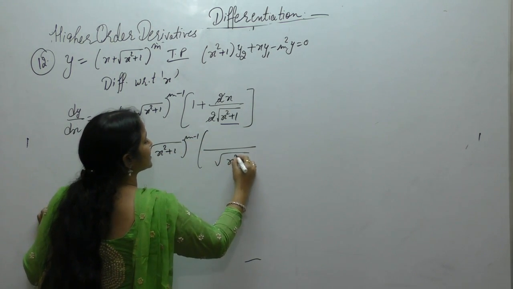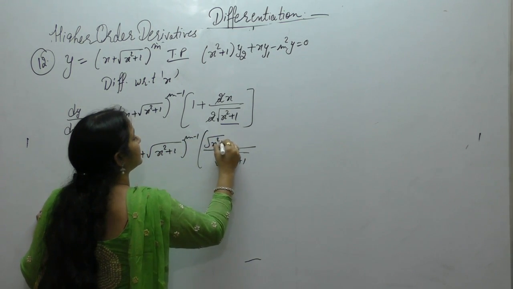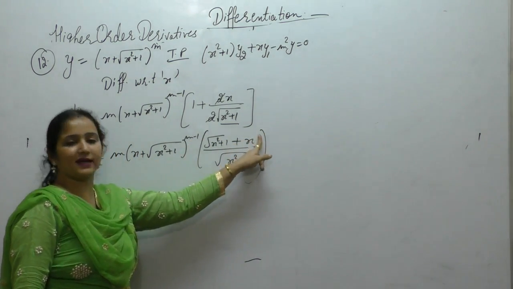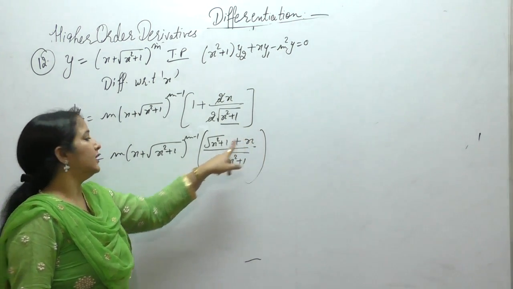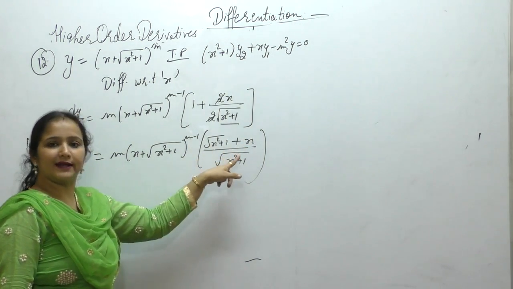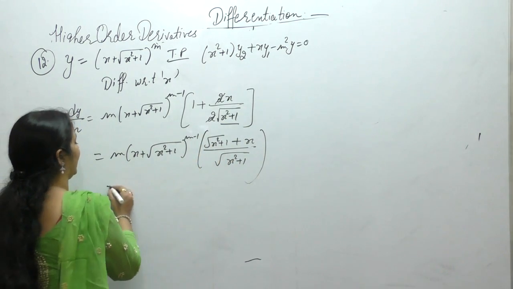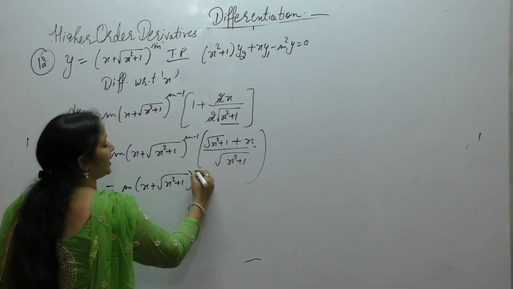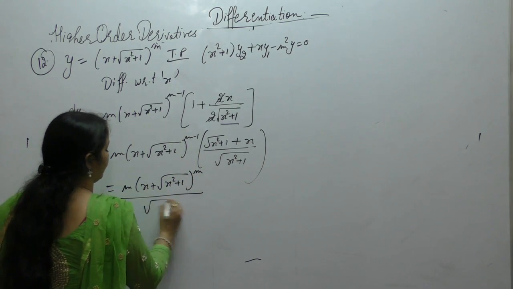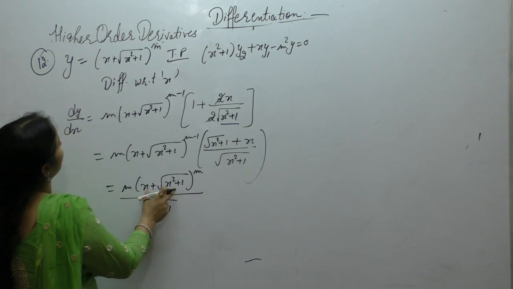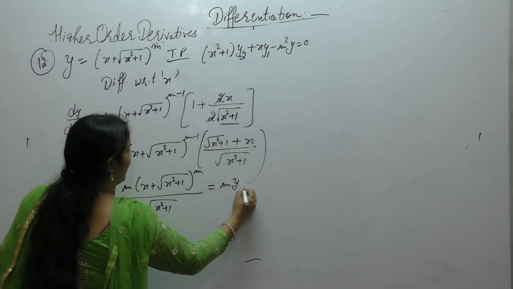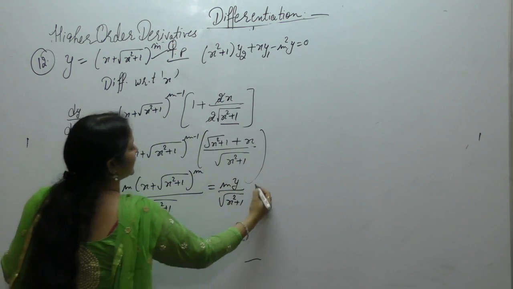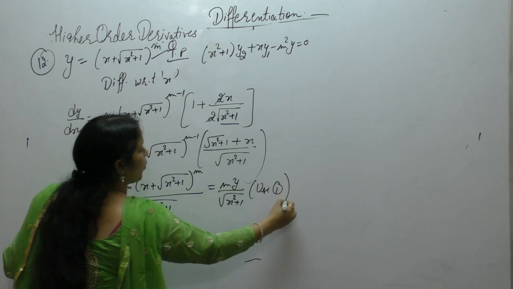Square root of x square plus 1 plus x. This is the same term, m minus 1, and this term has power 1. Since the base is the same and the sign is multiplication, the powers will add. m into x plus square root of x square plus 1 to the power m. This is the value of y, so we can write it as my upon square root of x square plus 1. Let this equation be 1, by using 1.